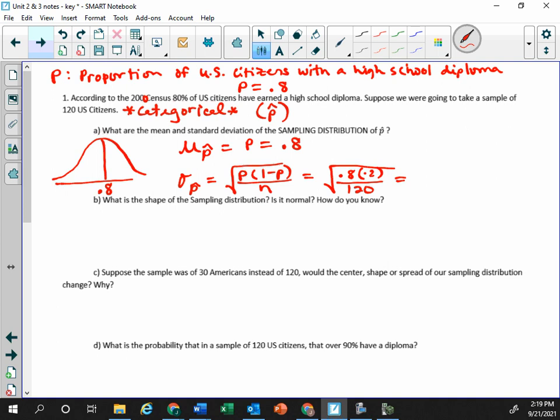What do we get? Go ahead. 0.04, yeah, I have 0.0365 written down, but there's no rule that it must be 3 decimal places. It's different than calculus here.